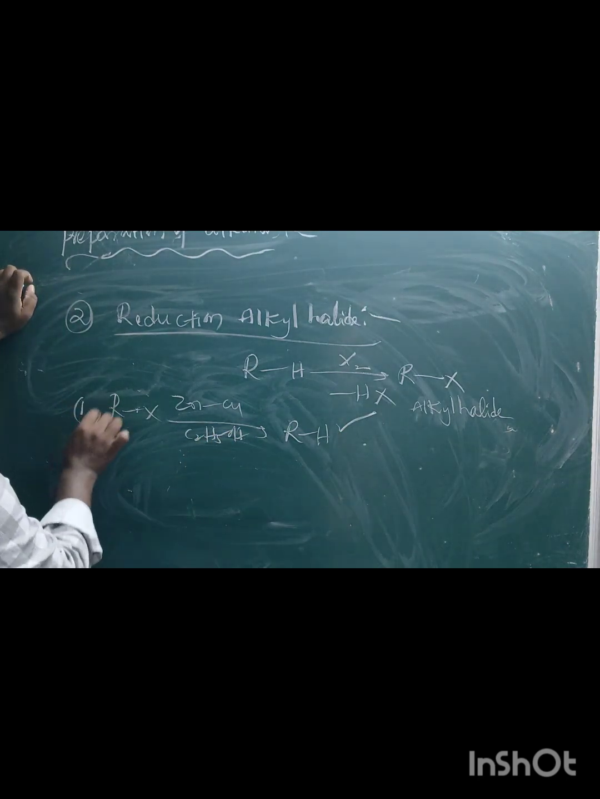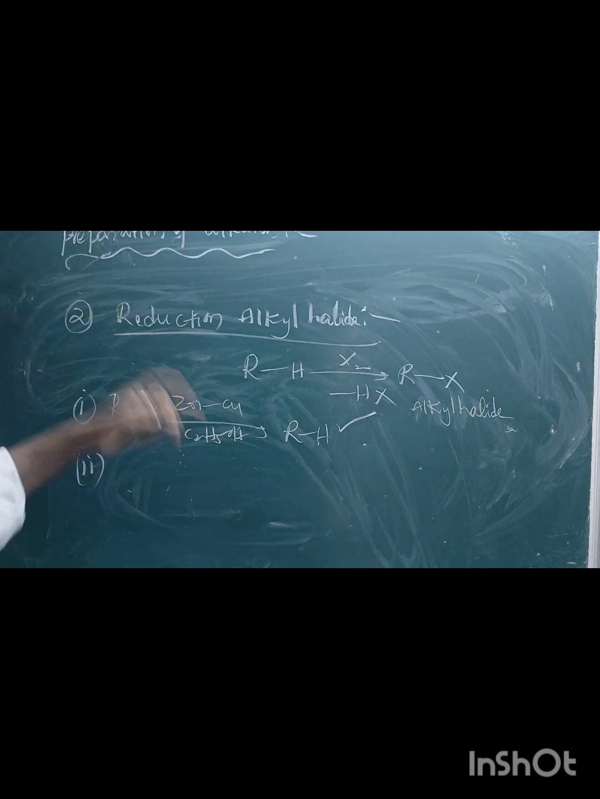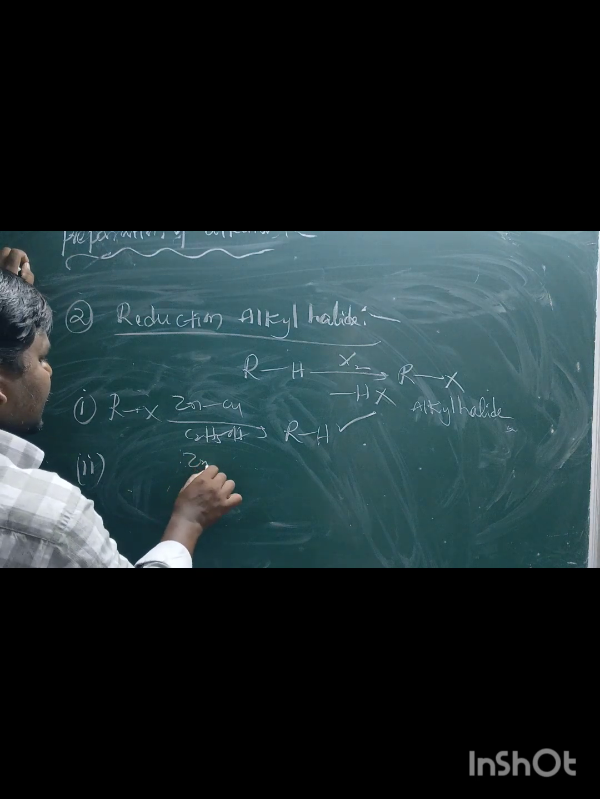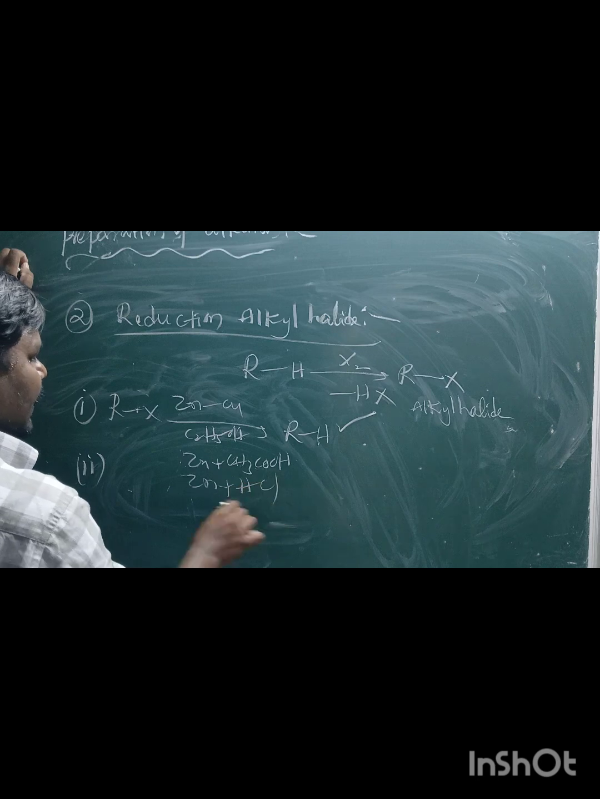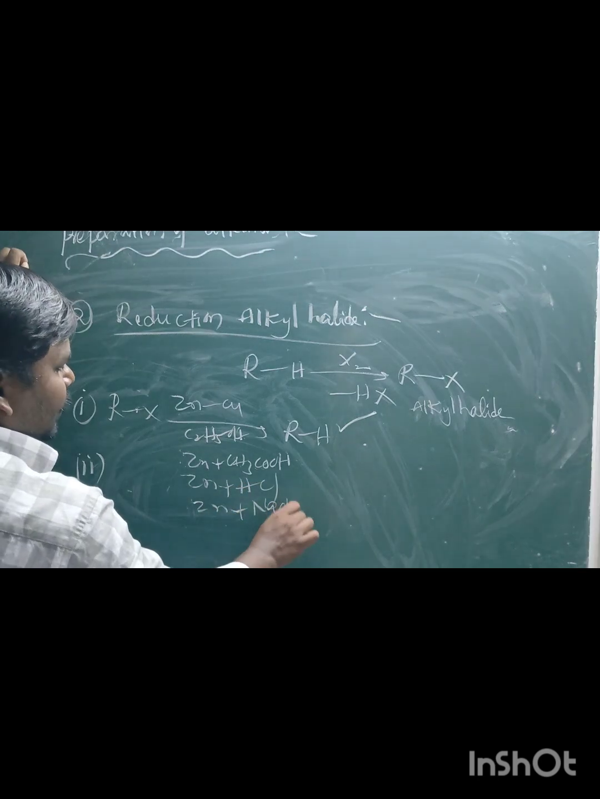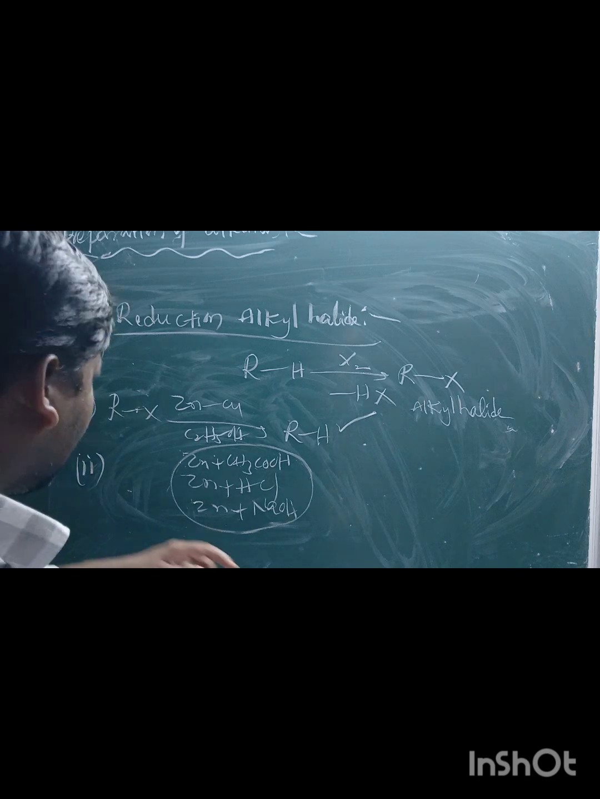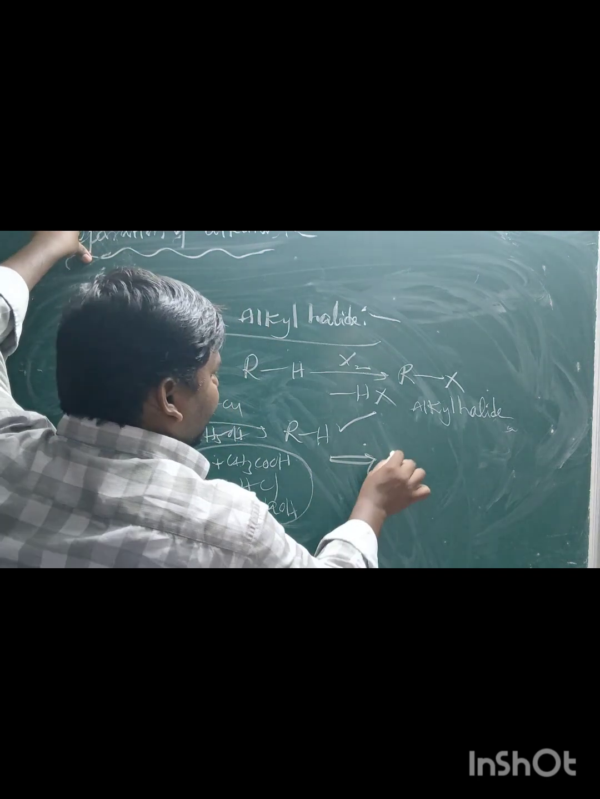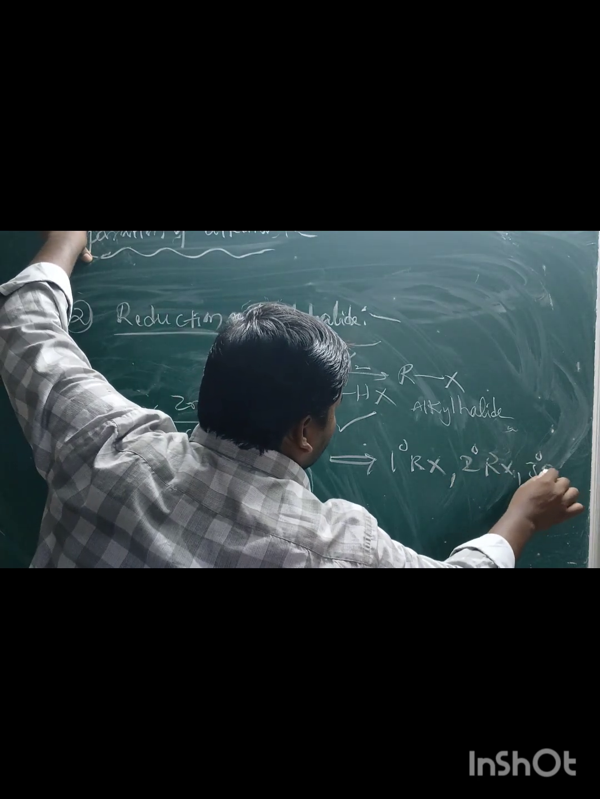This is one. Or, if you take one more, alkyl halides can be converted into alkanes by using either zinc plus acid, that is acetic acid, zinc plus hydrochloric acid, or zinc plus sodium hydroxide. By using these reagents, alkyl halide can be converted into alkanes. Primary and secondary alkyl halides are readily reduced. These alkyl halides are classified into three types: primary, secondary, and tertiary alkyl halide.